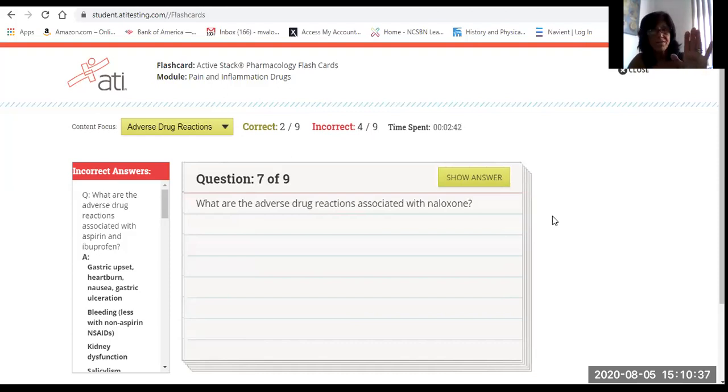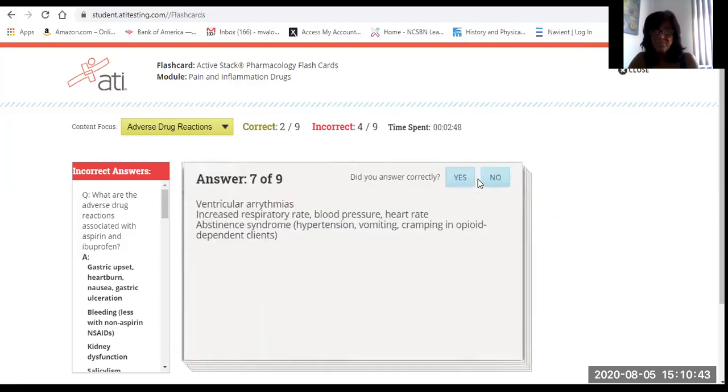Well, naloxone blocks the effects of opioids. So pain is a problem, right? Let's see what they say. Increased respiratory rate, which is really not a problem, okay? Don't worry about abstinence syndrome, hypertension, vomiting, and cramping, or ventricular arrhythmias. This one is kind of an oddball. You want an increased respiratory rate because if you're giving naloxone, they weren't breathing. They had overdosed. Makes sense?